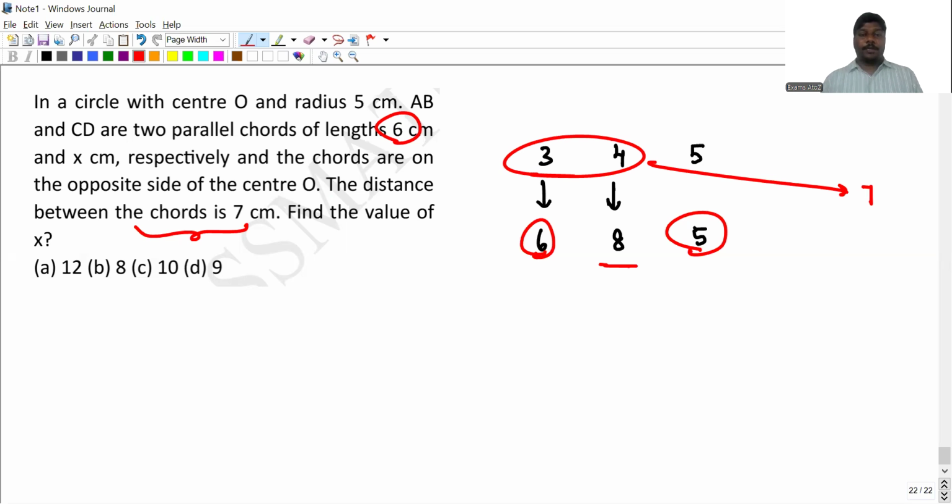Without drawing the diagram you can say. Okay, so obviously the length of the second chord is how much? The length of the second chord is 8. Okay, so we are talking about 3, 4, 5 triplet. Indulo 3 is half of one chord, 4 is half of another chord. Ala teesukochu.